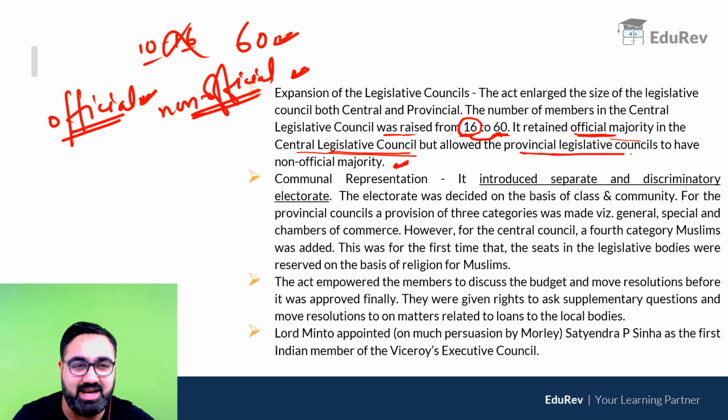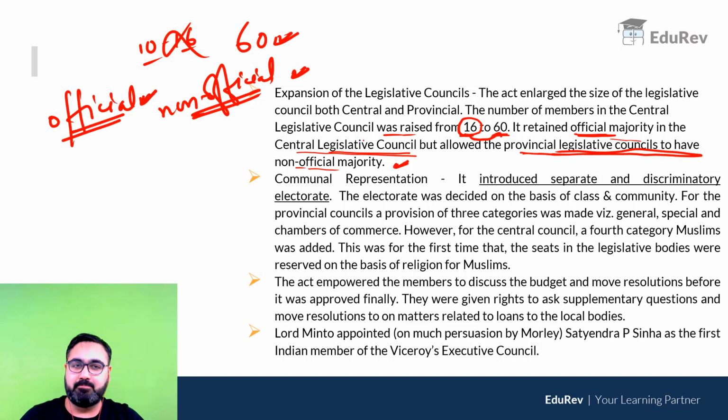But at the province level, now this is very important, at the province level, states के level पे, non-official people could be in the majority. So 1909 से official लोगों की majority was maintained at the central level, but at the provinces the non-officials were allowed to come into majority.